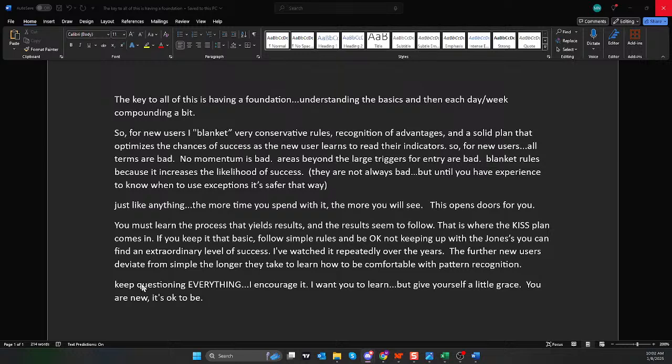Blanket rules, because it's going to increase the likelihood of success, guys, and that success is where the confidence comes from. They're not always bad. True story. But until you have the experience to know when to use the exceptions, it's just safer that way. I tend to keep you around longer if you focus on advantages. So just like anything, the more time you spend with it, the more you're going to see.